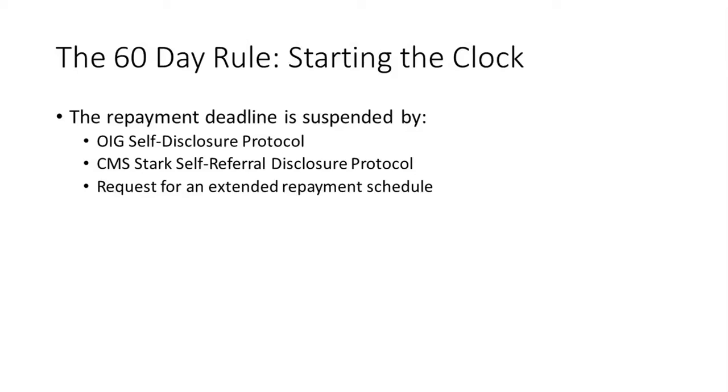So the clock stops once you engage in the self-disclosure protocol with OIG or the Stark self-referral disclosure protocol with CMS. And also, in some situations, the rule contemplates that if you figure out you owe a lot of money and you can't repay it all at once, you may be able to enter into a repayment schedule with the carrier. In that case, you may not have fully repaid within the 60-day period contemplated by the rule, but you can enter into a repayment schedule with the carrier, and that would be appropriate for you to do.